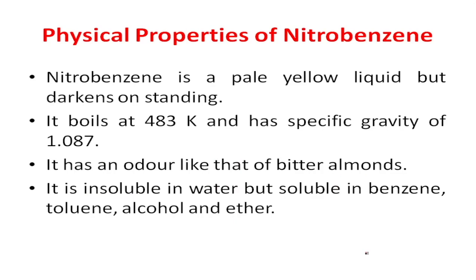Physical properties of nitrobenzene. Nitrobenzene is a pale yellow liquid. On standing, the color changes. Nitrobenzene has a boiling point of 483 Kelvin and a specific gravity of 1.087. It has a bitter almond smell like aniline. Number 4, nitrobenzene is soluble in benzene, toluene, alcohol and ether.